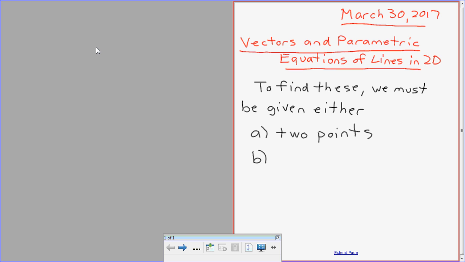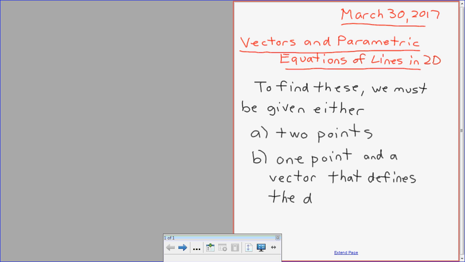So it's going to be 1 point and a vector that defines the direction of the line. I'm going to put in brackets slope.